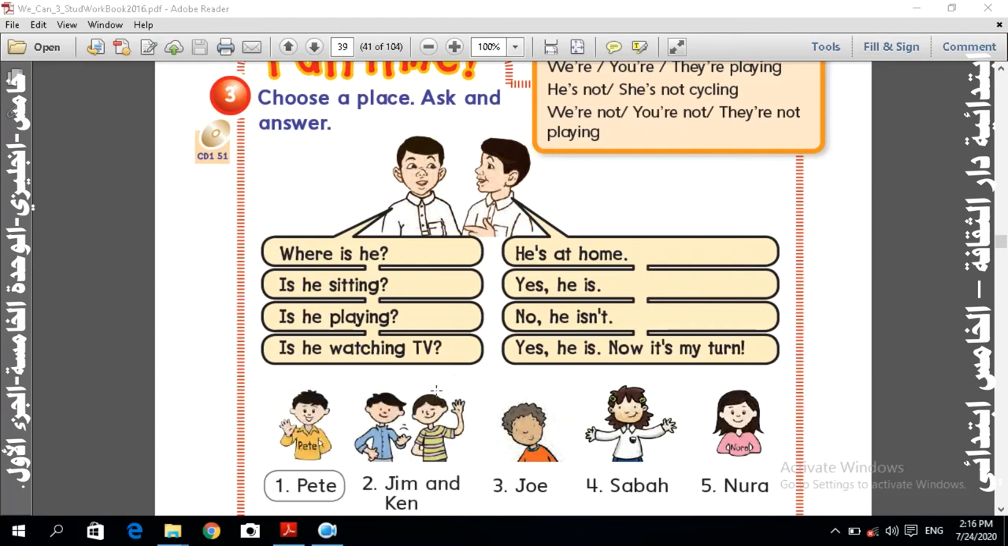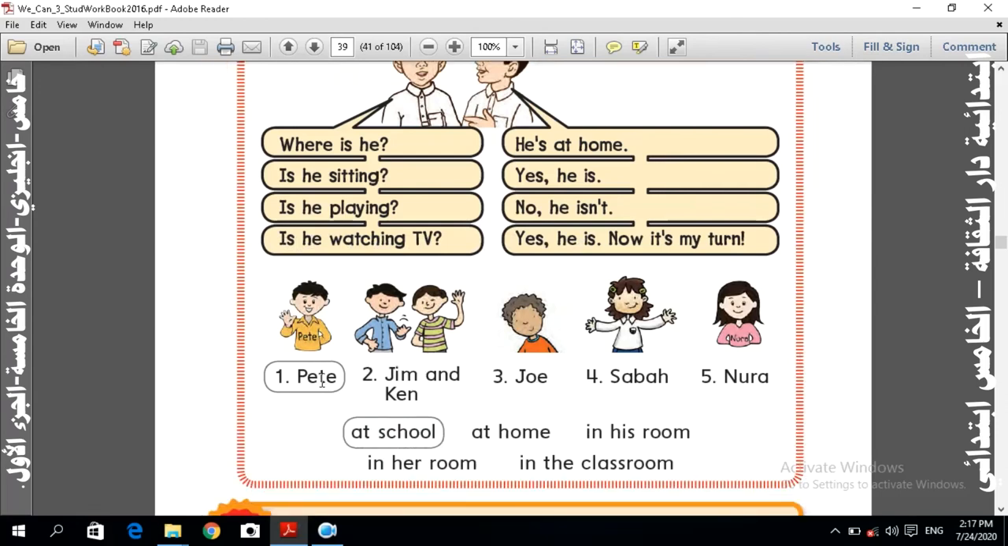نستطيع عمل محادثات مشابهة يا أولاد كما اتفقنا بتغيير كلمات. مثلا Where is he? He's at school. لاحظ أنا بغير بعض الكلمات. Is he playing? No, he isn't. Is he reading? Yes, he is. Is he writing? Yes, he is. And so on.